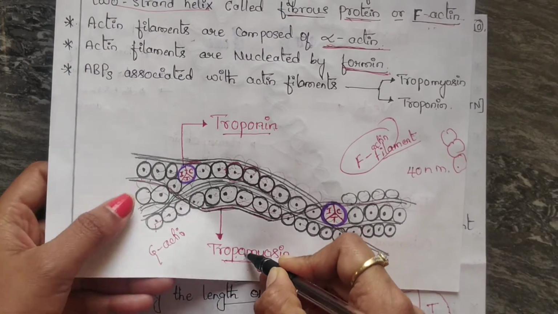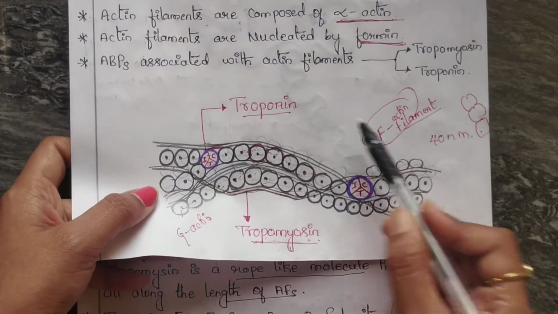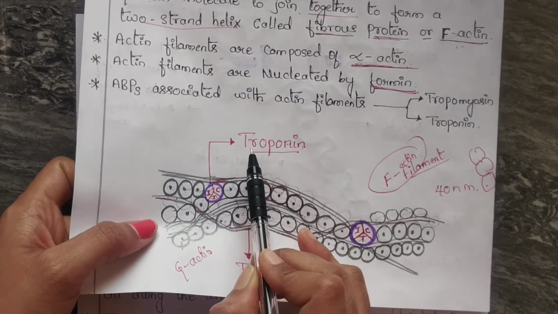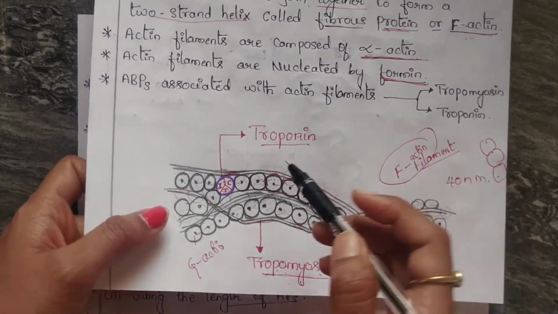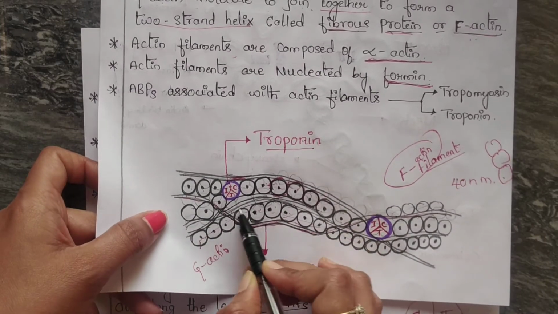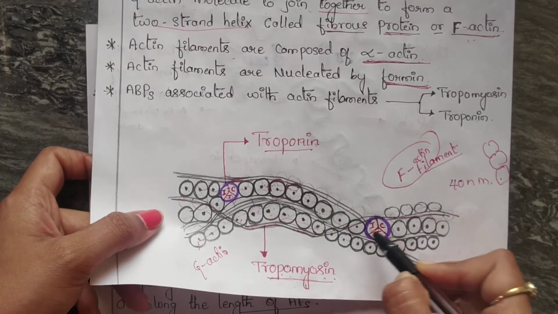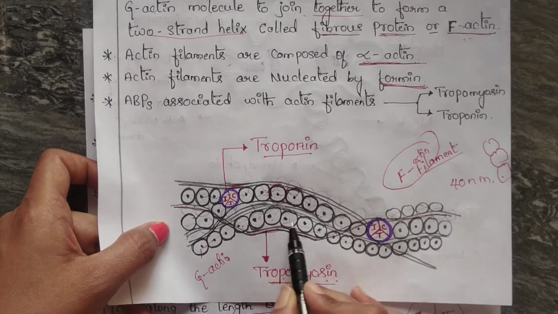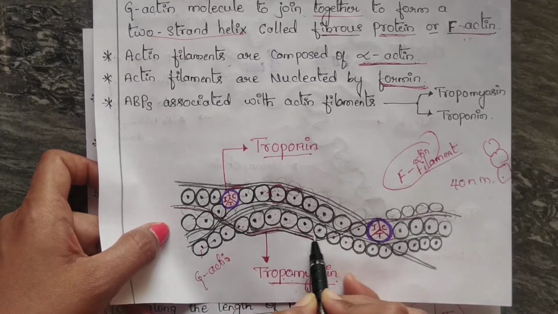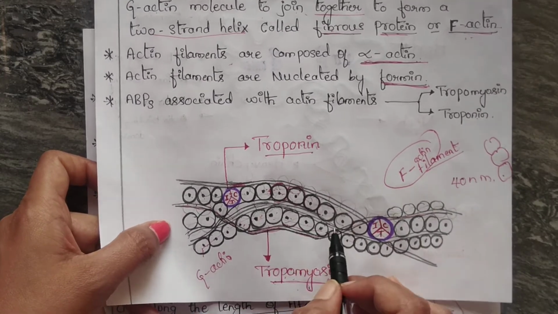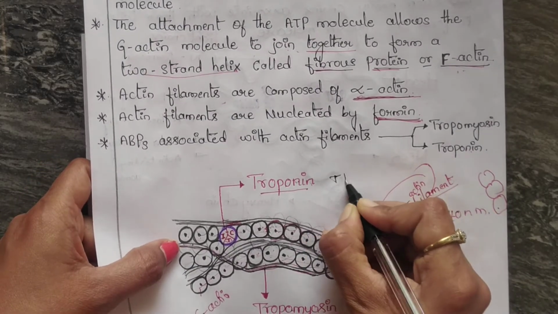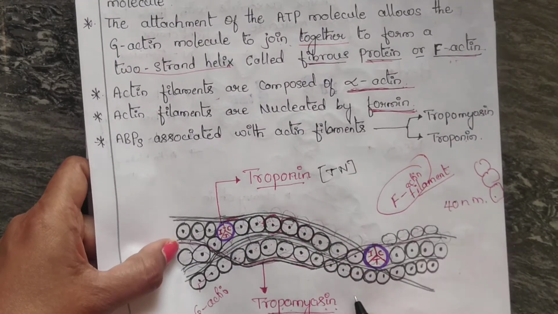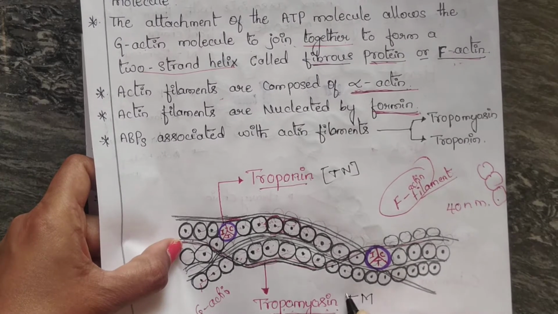So tropomyosin is the rope-like molecule that binds all along the length of the actin filament. This is the actin filament. This is a rope-like structure that binds all along the length of the actin filament. And again here troponin, that is TN, troponin, TM, tropomyosin.